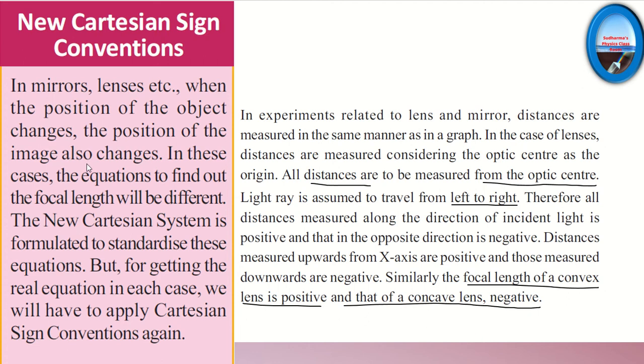Why do we have to specify that here? Because a lens has two foci, right? So there will be confusion about which one we have to consider. So by the new Cartesian sign convention, the focal length of a convex lens is positive and the focal length of a concave lens is negative. So I hope all of you have understood this.